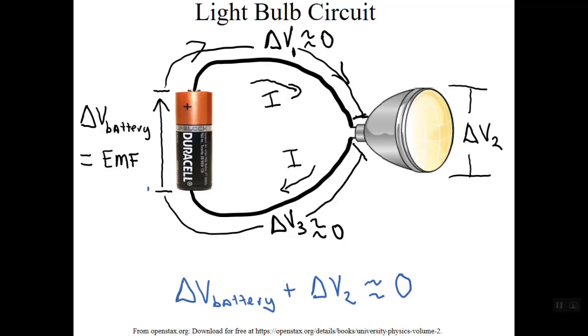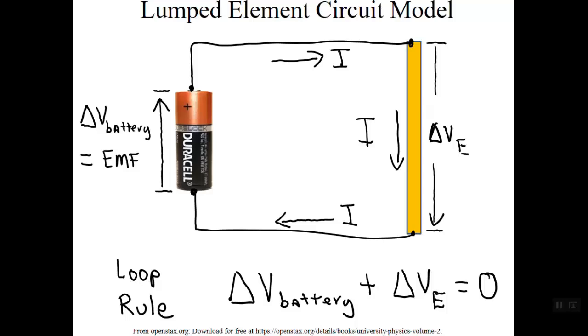So in order to pay attention to only those elements in a circuit that matter from an energy perspective, we will represent circuits like this in what is known as a lumped element circuit model. So the orange element on the right, which plays a significant role in the circuit, like the light bulb in our light bulb circuit, has some potential difference, delta VE, that we need to pay attention to, along with the potential difference across the energy source, delta V battery here. The important elements are represented by discrete pieces, or lumps, if you will.